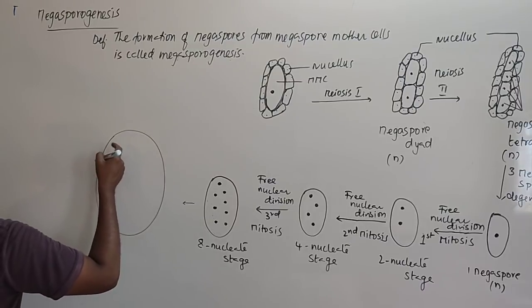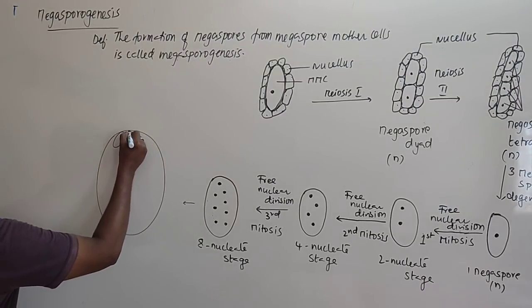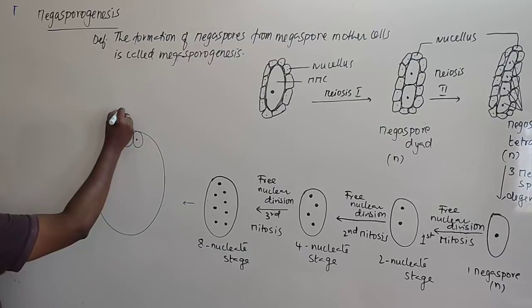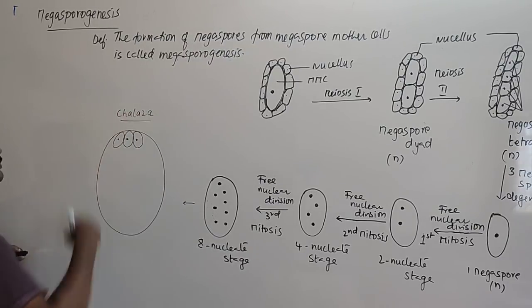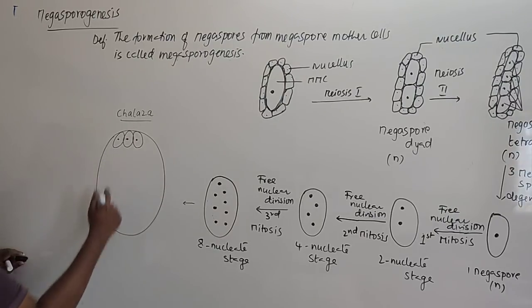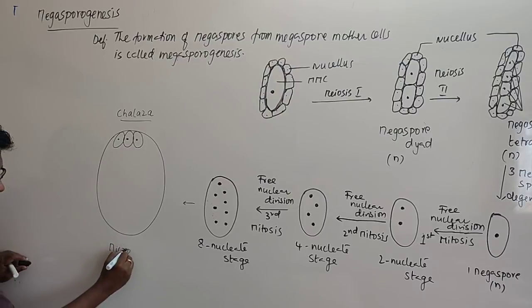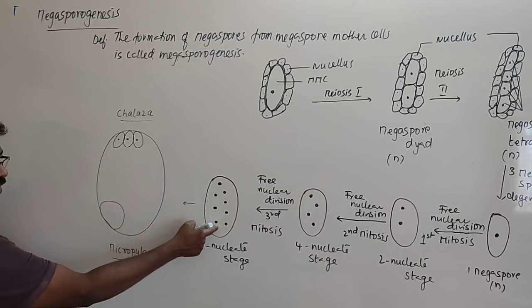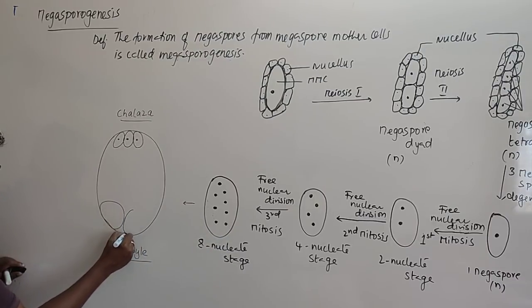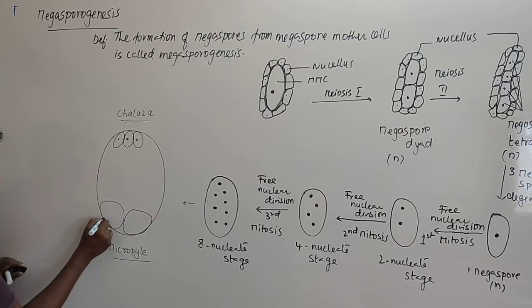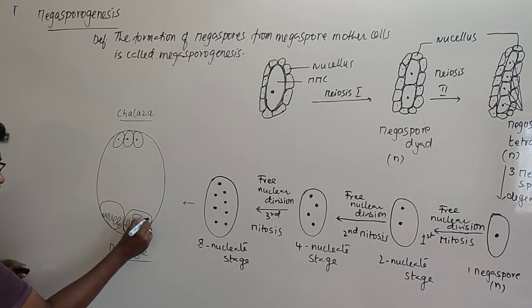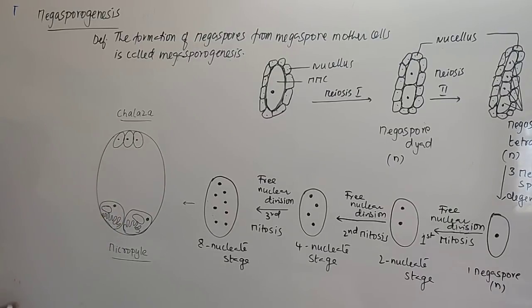Now out of these 8 nuclei, 3 nuclei will migrate to the chalazal end, and result in the formation of the cell wall, and that takes place towards the chalazal end. And the opposite end we have to take as the micropyle. The opposite end will again have 2 nuclei out of the 8 migrate towards the micropyle and result in the formation of cell wall, and inside there is also a development of finger-like projections, and that results in the formation of synergid cells.